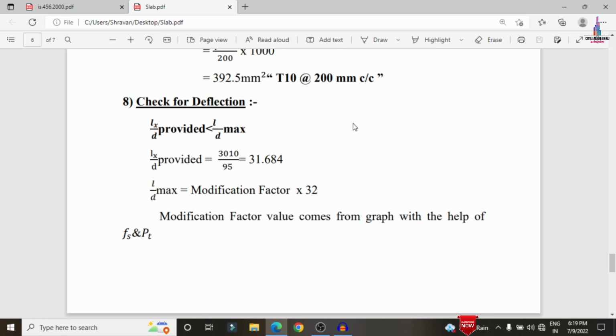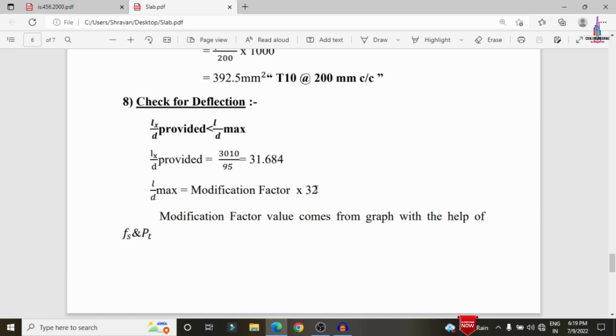So the deflection check is: length of the shorter span Lx divided by d provided should be less than L divided by d maximum. This is the formula we have to follow. Lx by d provided equals 3010, the length of the slab of shorter span, divided by the effective depth, which is 95, so that we get the value 31.684. So L by d maximum equals the modification factor multiplied by 32.